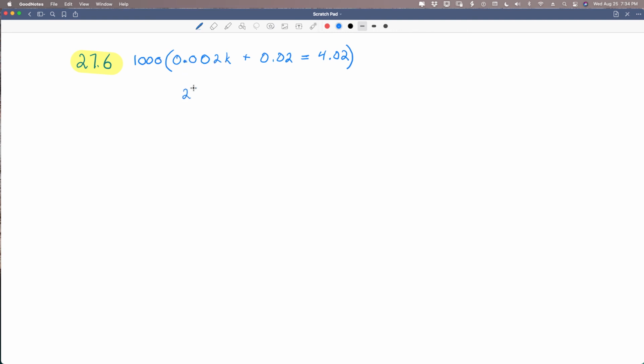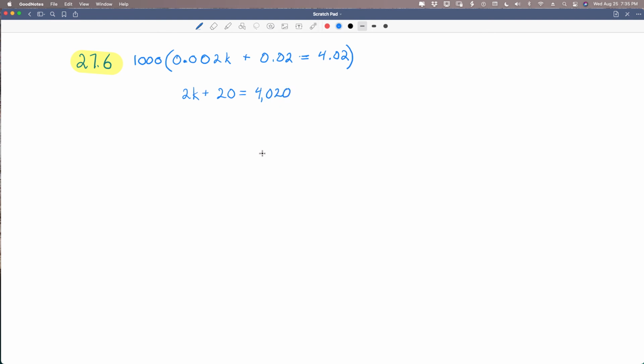That'd be 2K. All right, I bring down my operation. 3 zeros, 1, 2, 3. So that'd be a 20. Bring down my equal sign. 3 zeros, 3 spaces, 1, 2, 3. So that'd be 4,020. Okay?